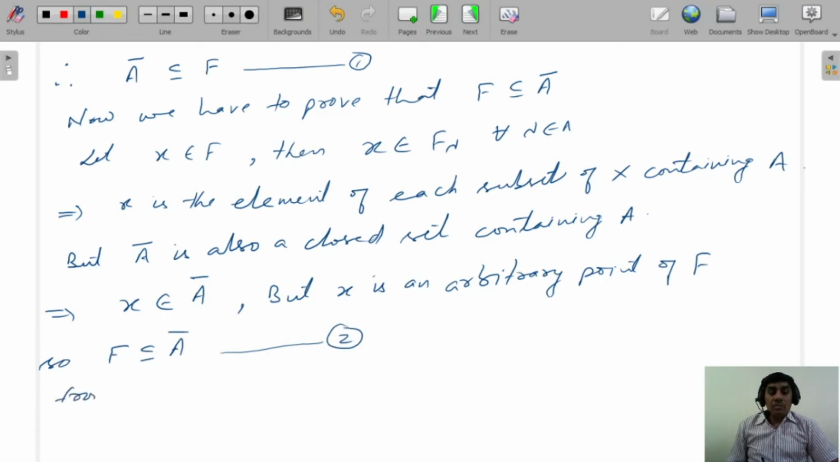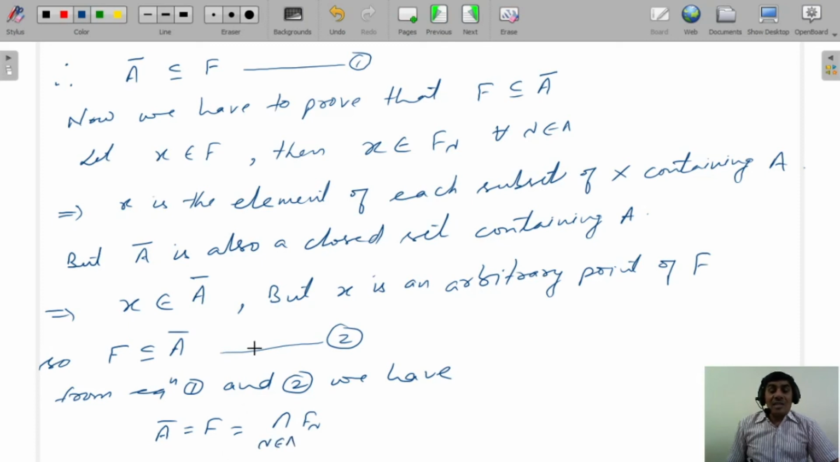From equations 1 and 2, we have A closure is equal to F is equal to intersection of F lambda, lambda belongs to indexing set. That is, A closure is the intersection of all closed subsets of a metric space containing A.